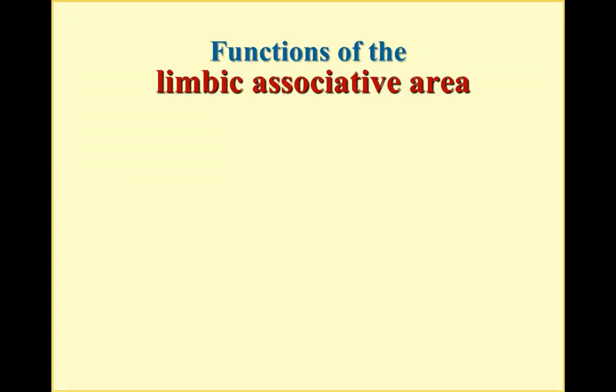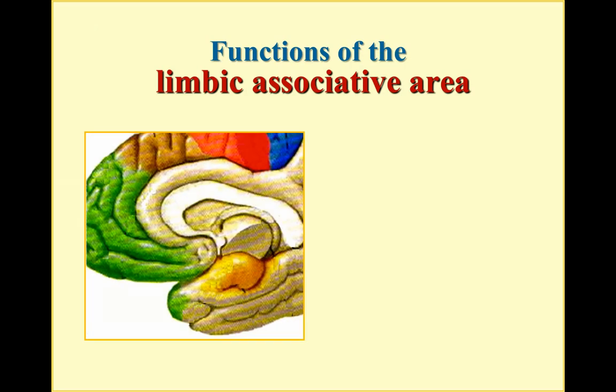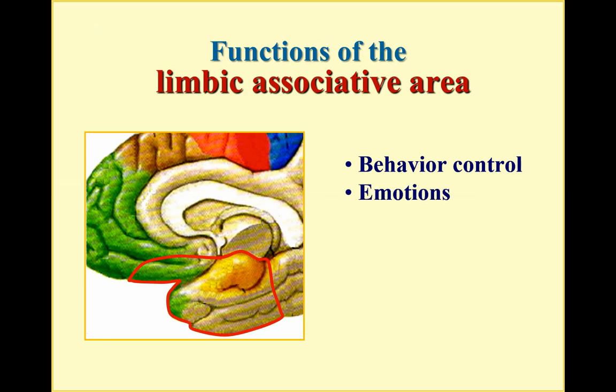And the functions of the limbic associative area actually practically coincide with the functions of the limbic system itself. So it's easy to memorize. Now it's again shown in green. This limbic system is involved in behavior formation and control, in formation of emotions and motivations. This basically coincides with the functions of the limbic system, and this is the cortical portion of the limbic system.